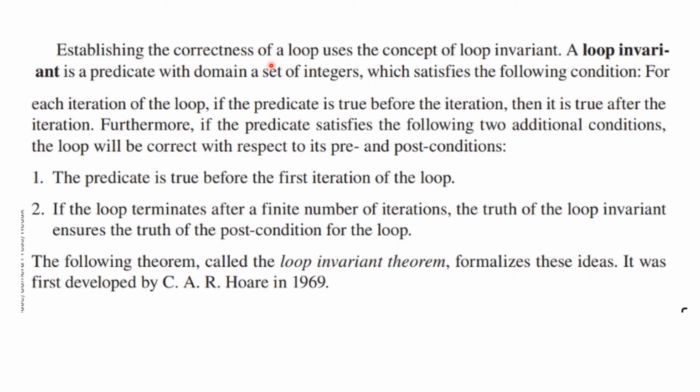Now, establishing the correctness of a loop uses a concept called the loop invariant. A loop invariant is a predicate with a domain, a set of integers, which satisfies the following condition. For each iteration of the loop, if the predicate is true before the iteration, then it is true after the iteration. Furthermore, if the predicate satisfies the following two additional constraints, the loop will be correct with respect to its pre- and postconditions. The predicate is true before the first iteration of the loop, and if the loop terminates after a finite number of iterations, the truth of the loop invariant ensures the truth of the postcondition.